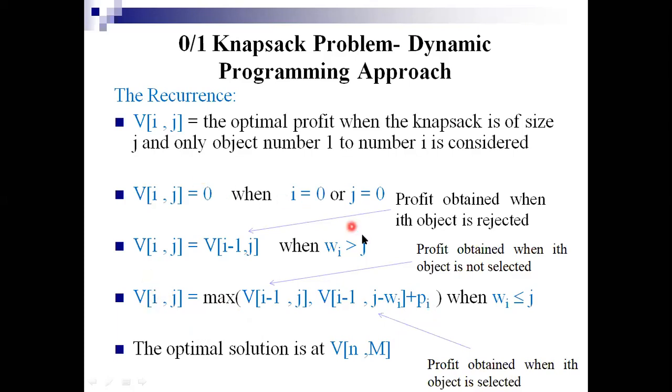So you have to follow these three recurrence relations to fill the table. Once the table is filled, the optimal solution is at the last row, last column. So V of n comma n. That is my optimal solution. That is the maximum profit which is being obtained.